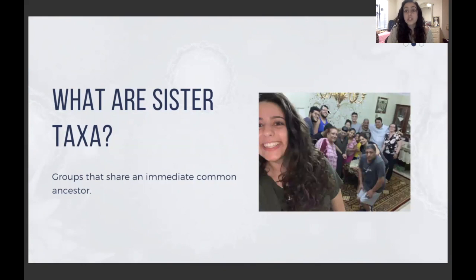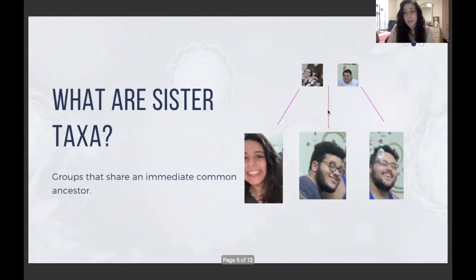For several of the definitions that we'll be going over, I'm going to be using my family as an analogy. So here is a picture of my family during our last trip to Egypt. And here is our family tree. These two people are my parents, and that's me, and these are my two brothers, right? So again, let's look at the definition of sister taxa: groups that share an immediate common ancestor.